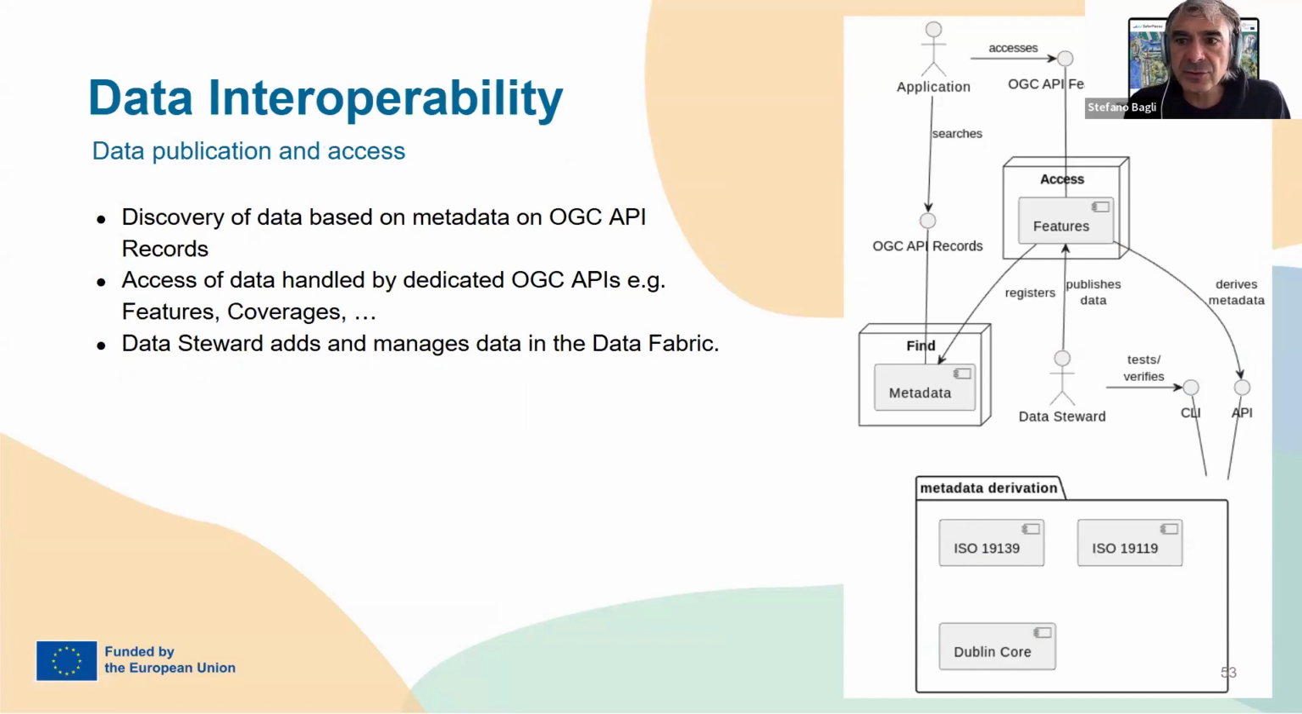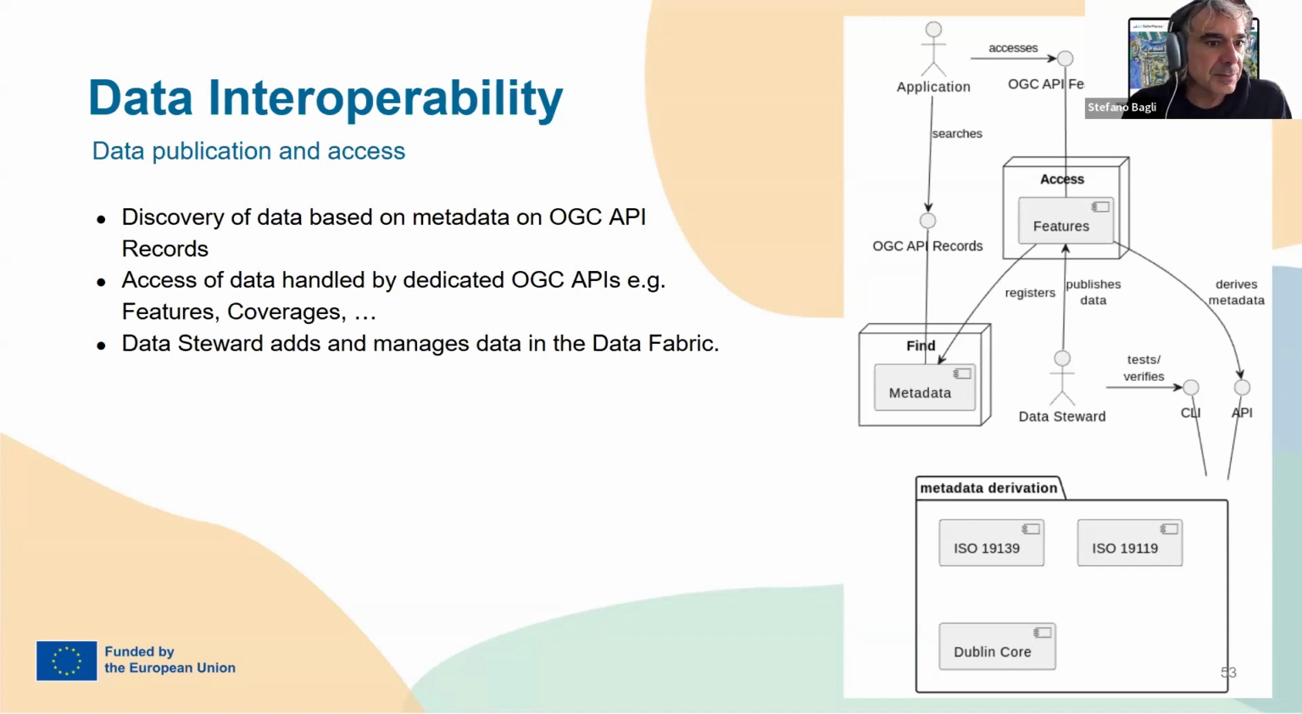Let's see now how we reach data interoperability in the data fabric. First of all, the data should be published and accessed through OGC protocols. The discovery of the data relies on metadata and standards through API records. Through our data ingester or data steward, we are able to collect and generate data collections with the pygeoapi process, and we are able to serve this collection to the different applications developed inside the data fabric.